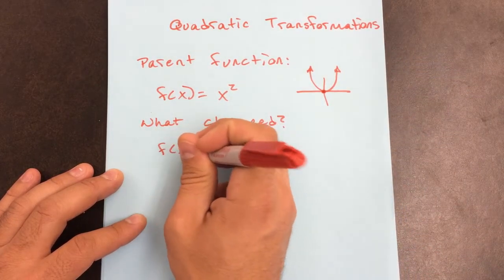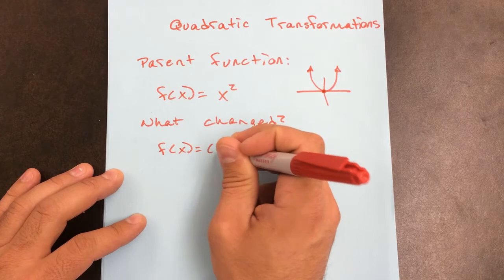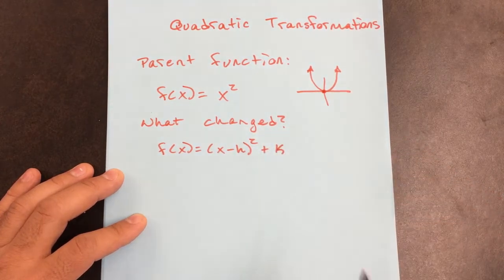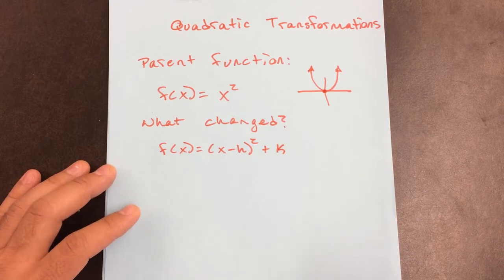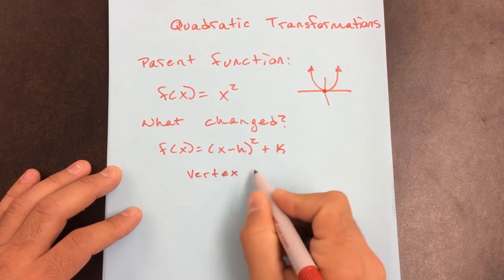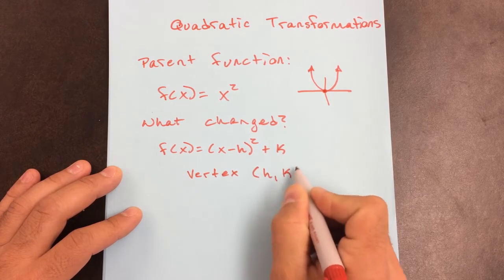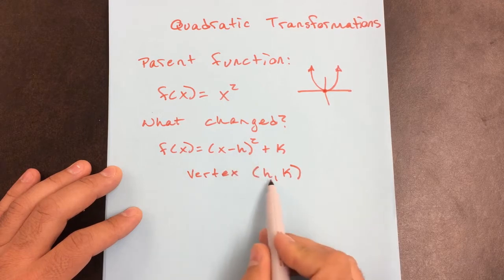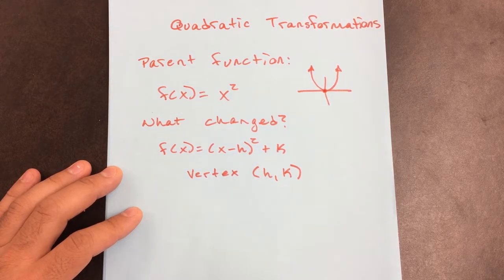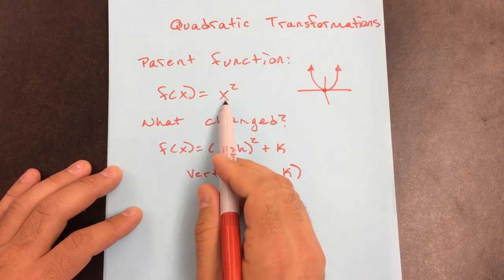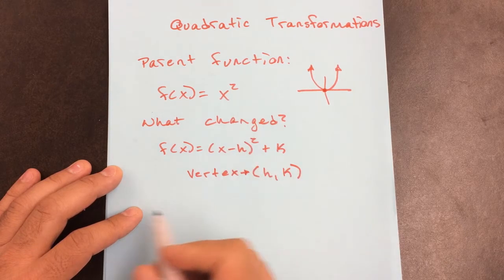In order to find that, we want it to be in this form right here, which is very similar to the absolute value one. So your vertex is at (h, k). Now notice that this says minus, so whatever the sign is here, the sign is the opposite here. It's really important that you do that. So vertex is (h, k). On this one there's no h, so h is 0. There's no k, so k is 0.